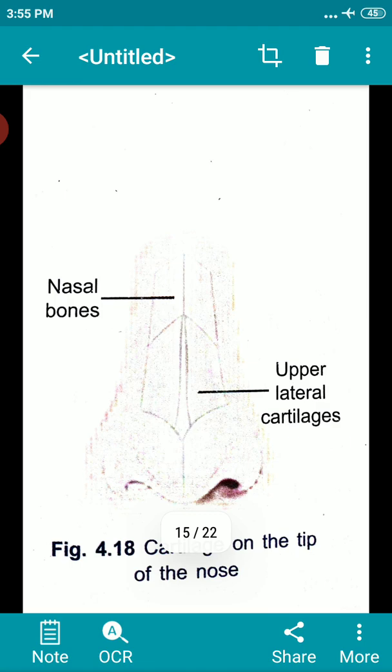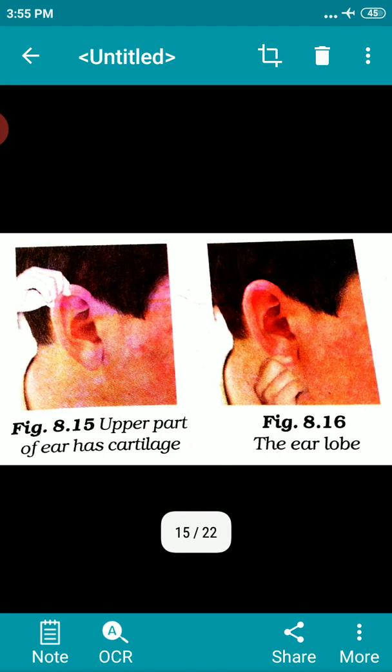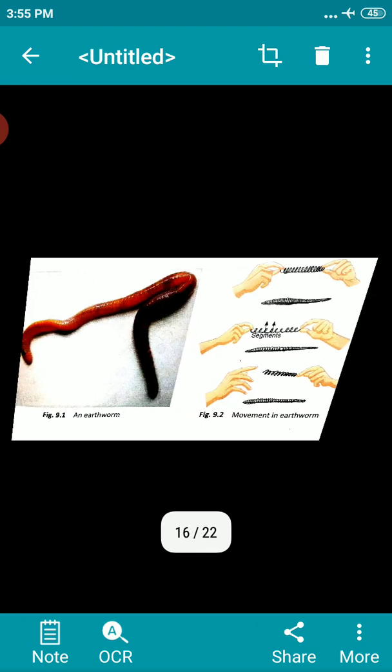So now I have told you about the cartilages. They are there in the nose and in the earlobes. Next we see the gait of different animals. So what is meant by gait? Gait means movement. Different animals have different types of habitats, so their movement is also different.